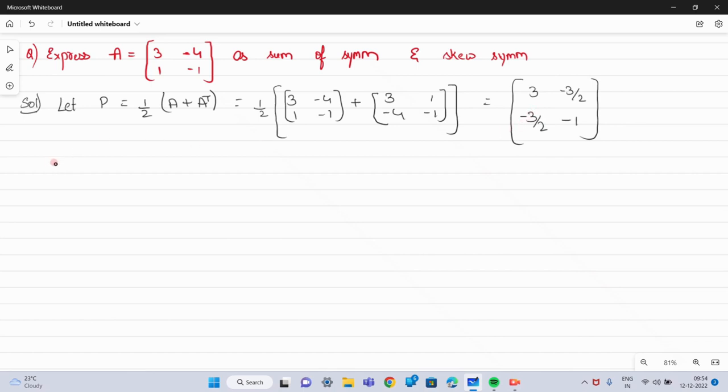Now we'll check whether P transpose is equal to P or not. Now P transpose becomes, from here, P transpose becomes row become column and column become row. So which is nothing but the same P matrix itself. Therefore, P is a symmetric matrix.